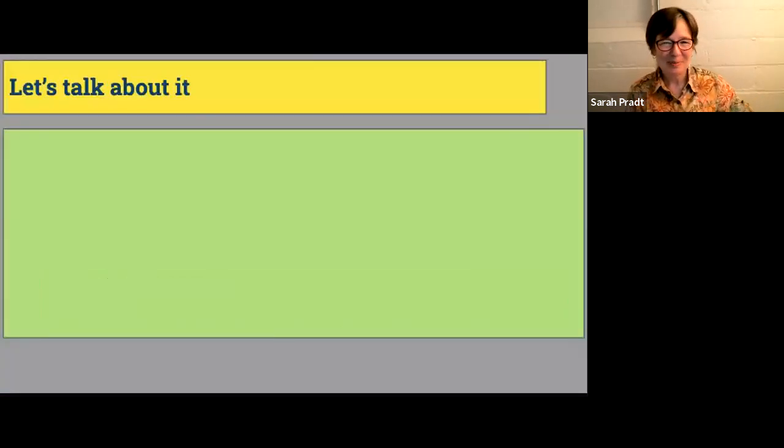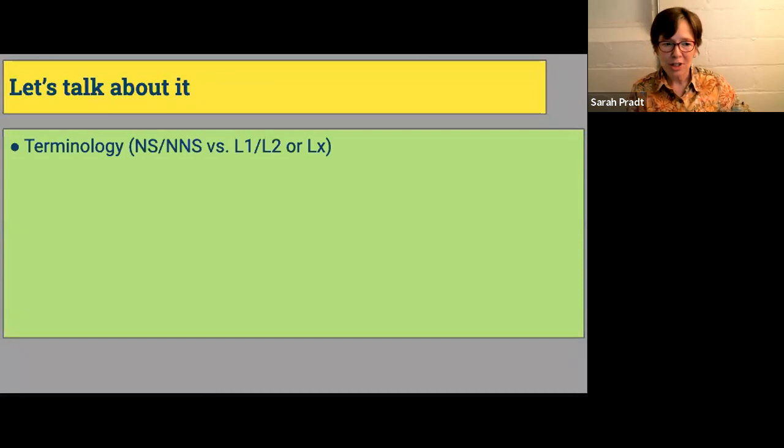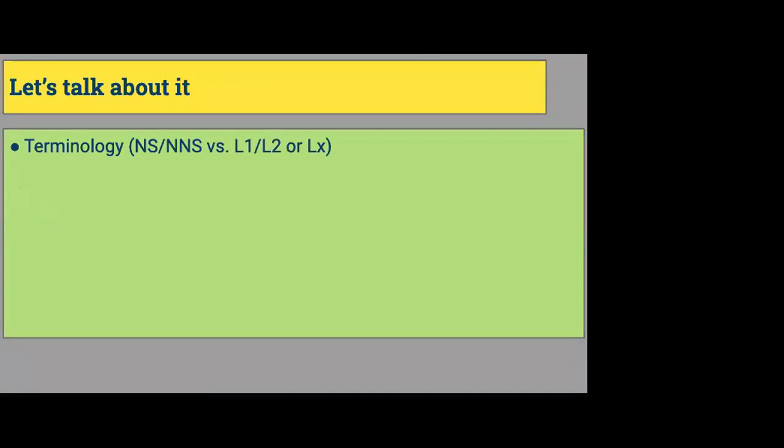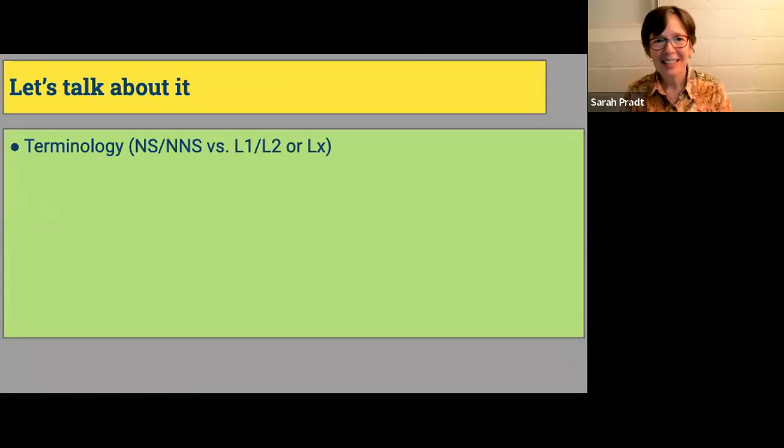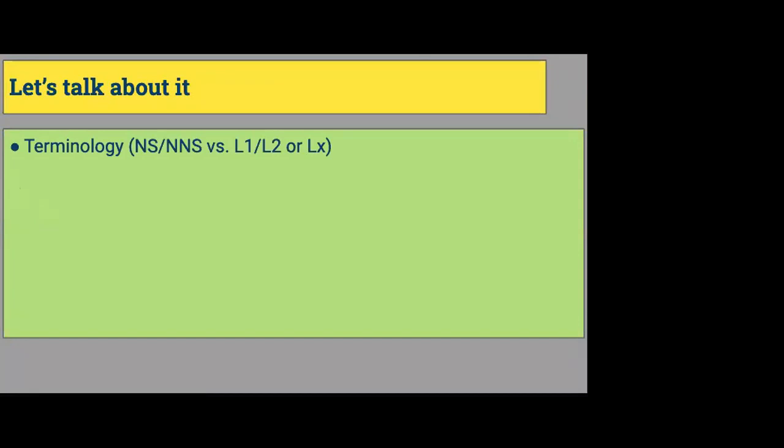Let's talk about it. There was a slide that got skipped, but I think it's okay. So what do you think about terminology? And I think Megan has a poll for us. Yes, I will launch that poll right now. Everyone should see that on the screen. You will have to click on your choice and then click submit for it to be submitted.